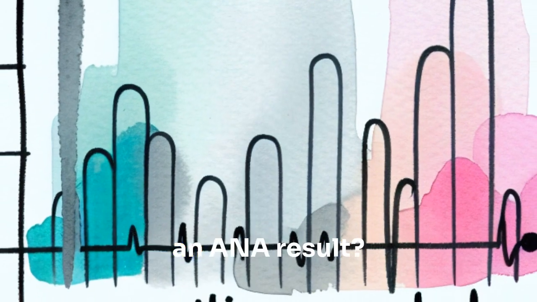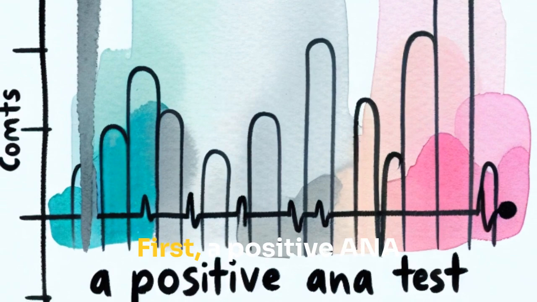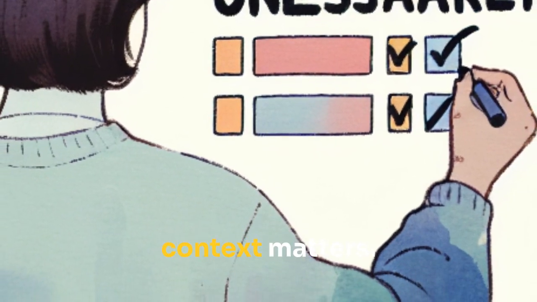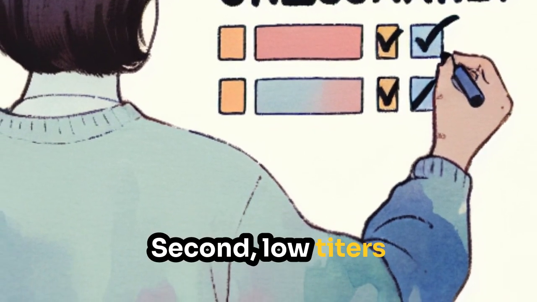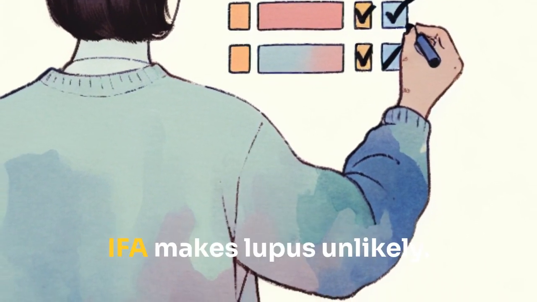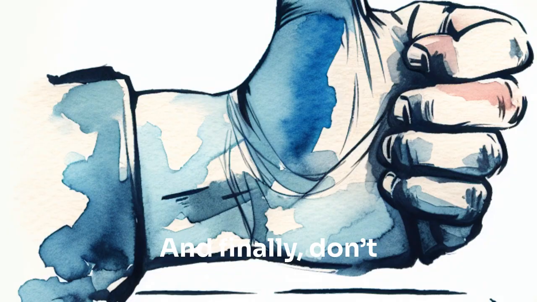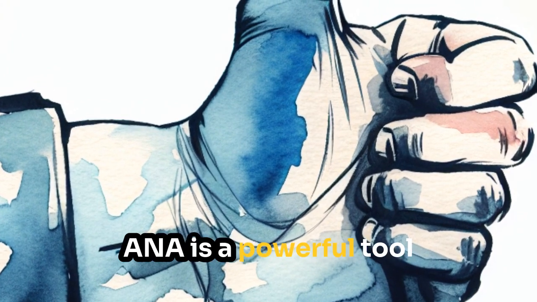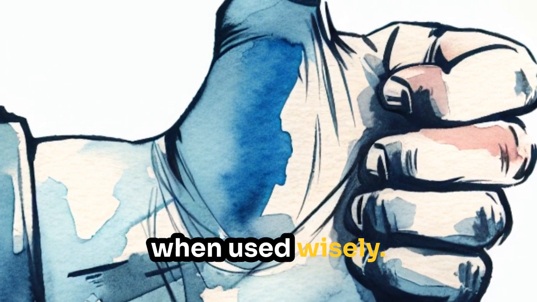So how do we interpret an ANA result? First, a positive ANA doesn't confirm an autoimmune disease. Clinical context matters. Second, low titers are common in healthy people. Third, a negative ANA by IFA makes lupus unlikely. And finally, don't repeat ANA testing unnecessarily. ANA is a powerful tool when used wisely.